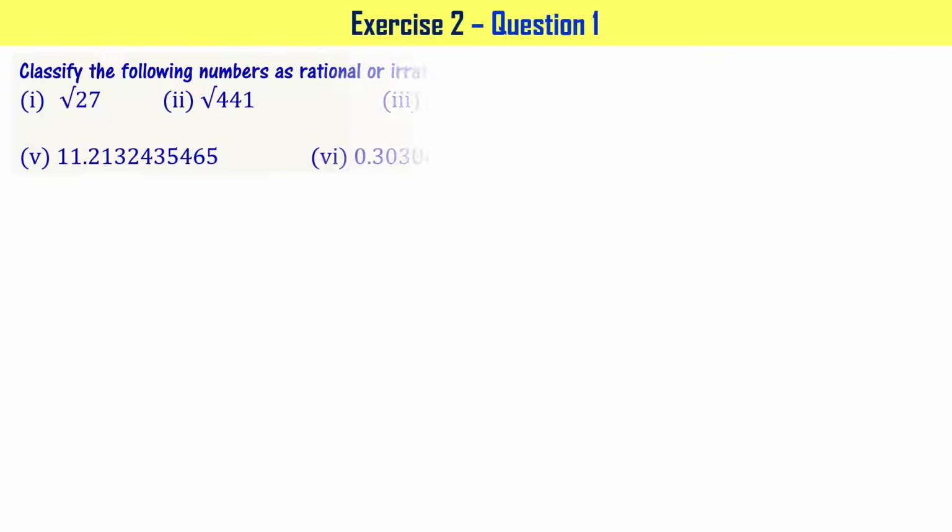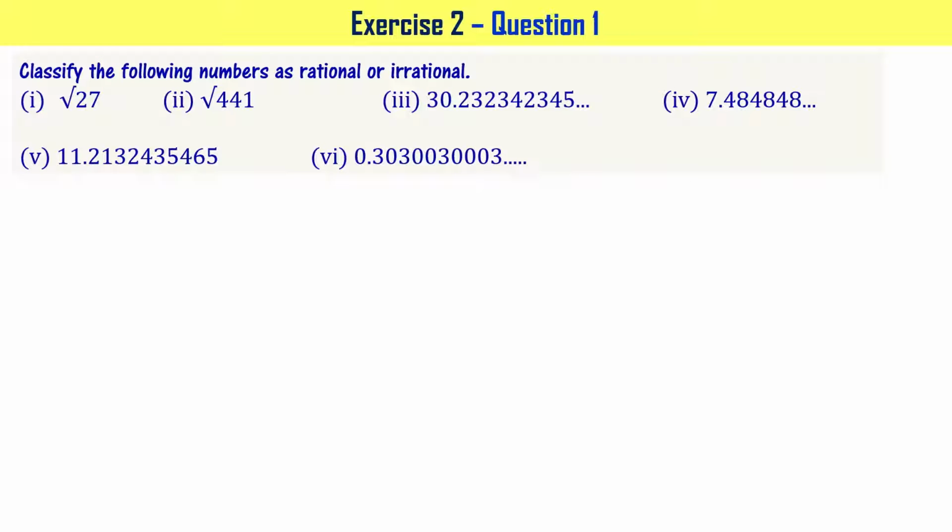Question number 1. Classify the following numbers as rational or irrational. We are given 6 numbers total. We have to say for each number whether it is a rational number or an irrational number. Let's start with root 27.